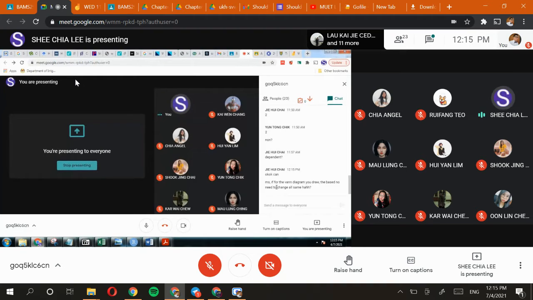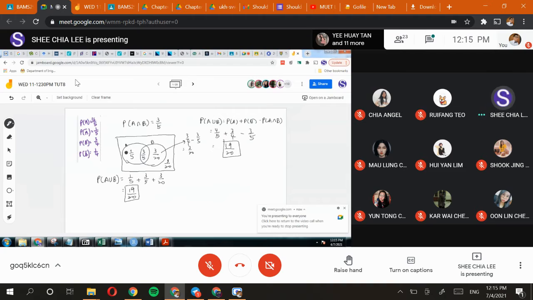Okay, for the Venn diagram you draw, the base, you don't need to change it, keep it all the same. You mean the denominator? Never mind. If you change everything to the same denominator, you only change when you do the calculation. Like this one, no problem, you can just leave it like this. When you do calculation, if you use a calculator, you don't need to change. If you want to do it manually, then you multiply by 4 each.